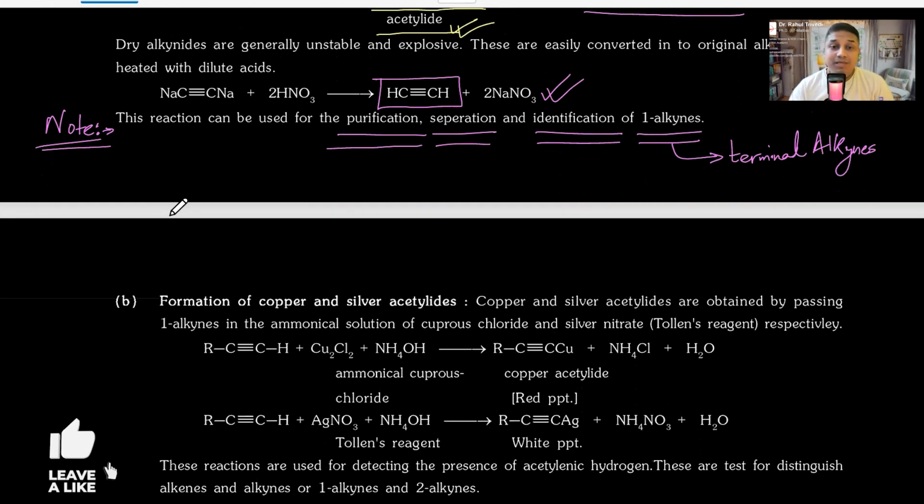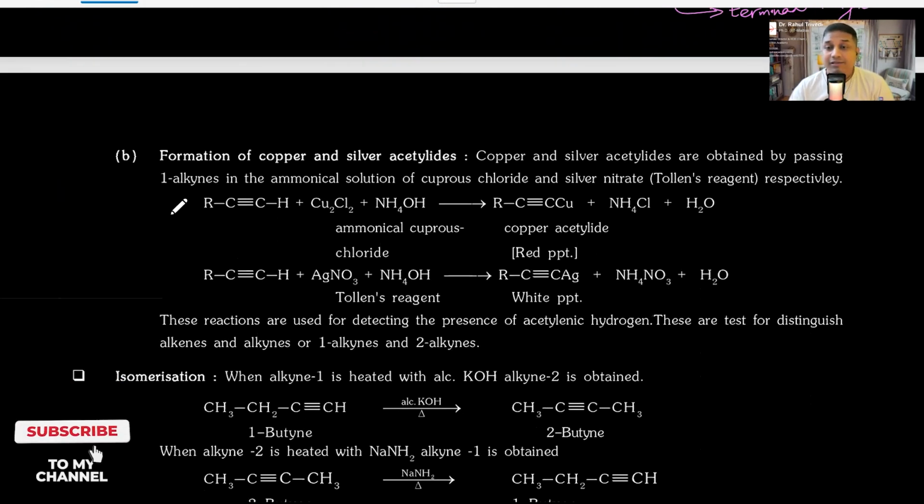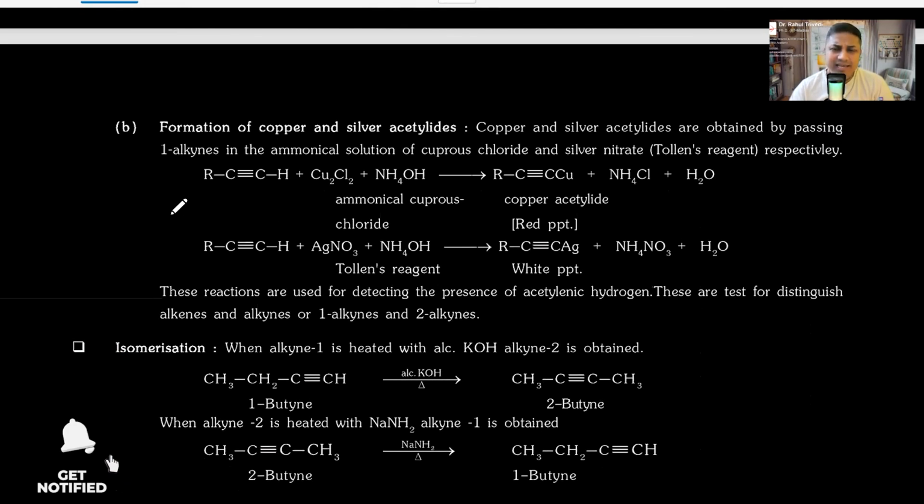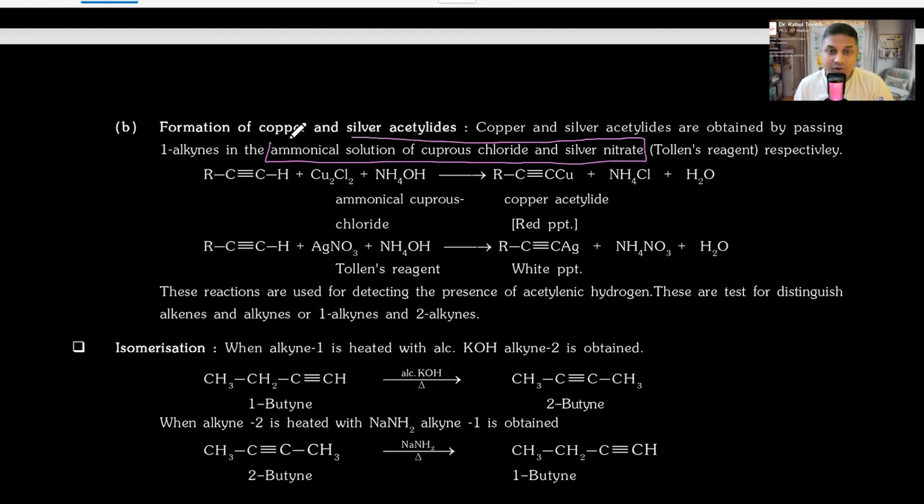Now, sometimes if you expose these ethyne, or basically any type of terminal alkynes, to copper or silver acetylides, what will happen? To copper and silver nitrates or something like that, or copper chloride or silver nitrate. I mean, what are they called? Do you know? If you take ammoniacal solution of copper chloride and silver nitrate, they together are called a decently powerful oxidizing agent with the name Tollens reagent. I hope you've heard about it.